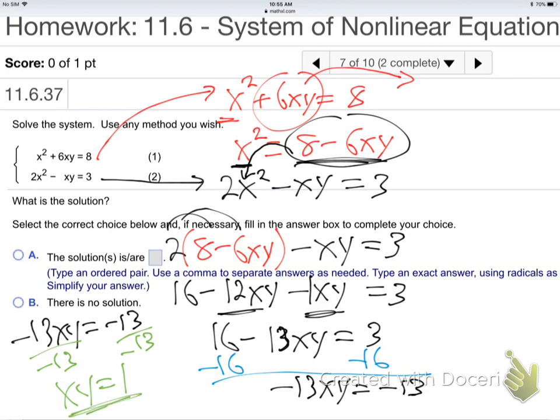I have a question. Yeah, Barbara. So you subtract negative 16 from both sides? Uh-huh. And then wouldn't that be negative? Oh, yeah. Never mind. Other questions? Good.